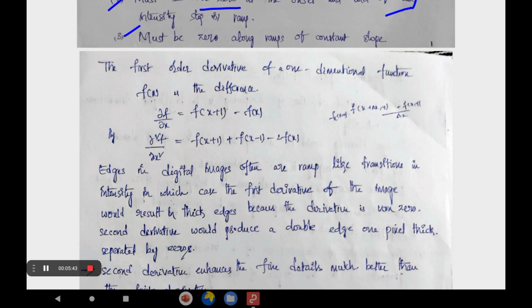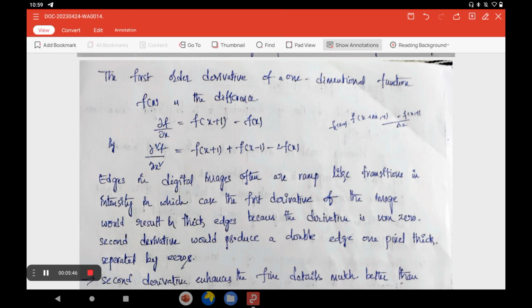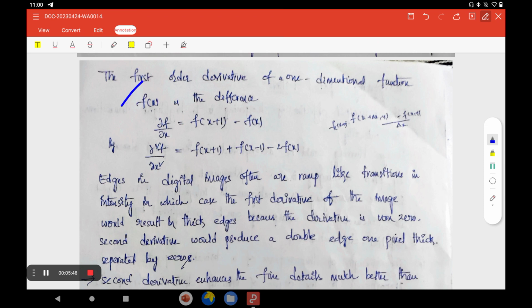In the case of the first derivative, these are the formulas. The first derivative ∂f/∂x is the difference, equal to f(x+1) minus f(x). The second derivative can be represented as f(x+1) + f(x-1) - 2f(x).